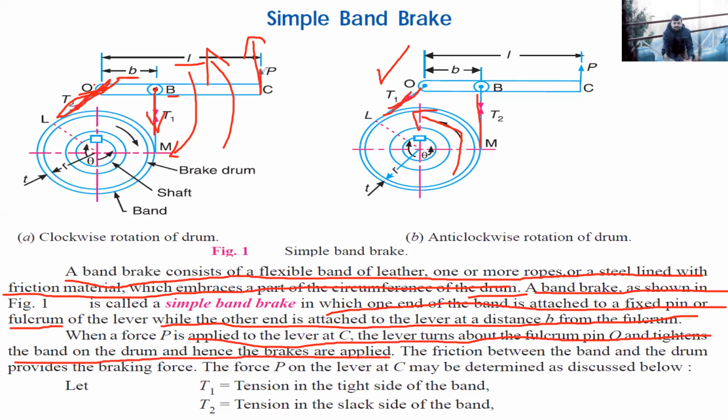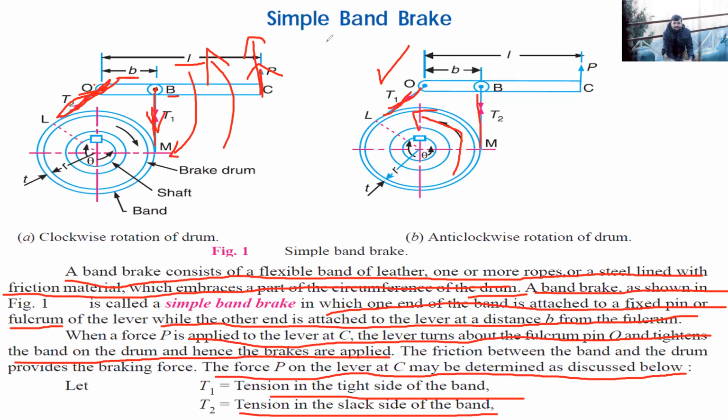So when we push this upside, what will happen? There will be tension T1 created in this band, and it will come in contact with this drum. So hence this rotation will be brought to rest by the help of this tension. Okay. The friction between the band and drum provides a braking force. The force P on the lever at C may be determined as discussed below. So T1 is the tension on the tight side of the band. T2 is the tension in the slack side of the band.